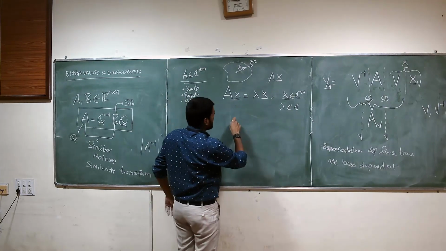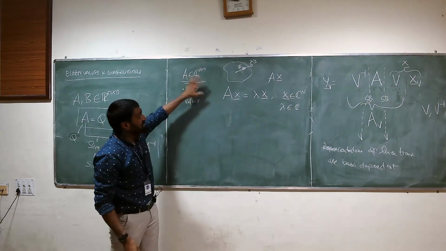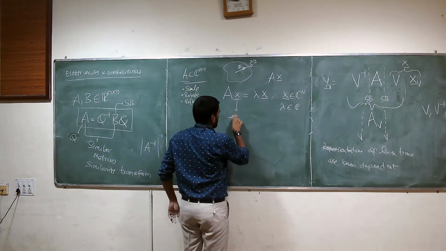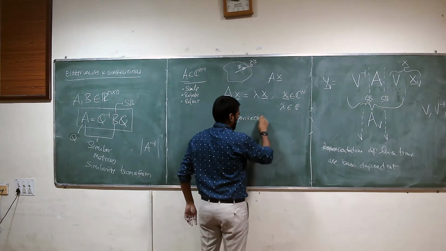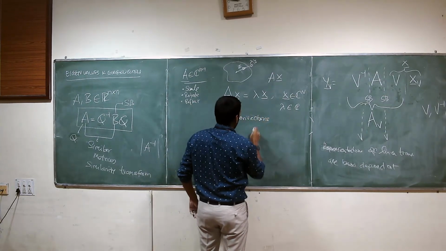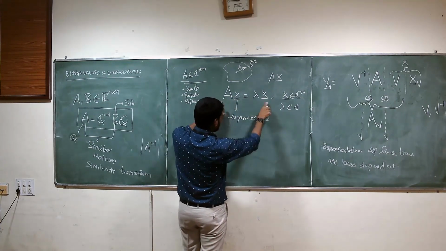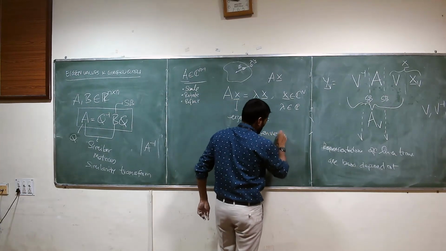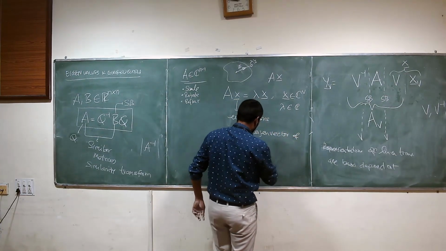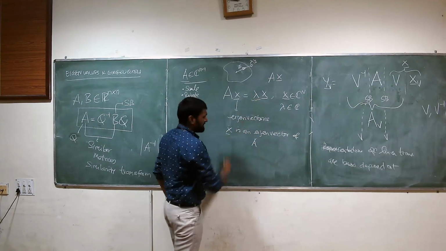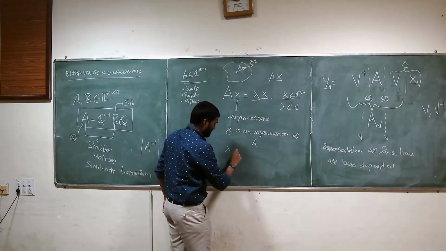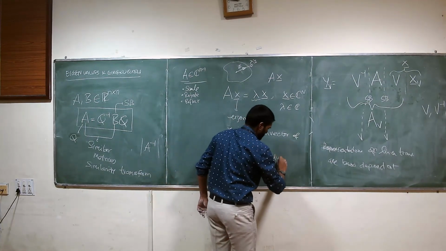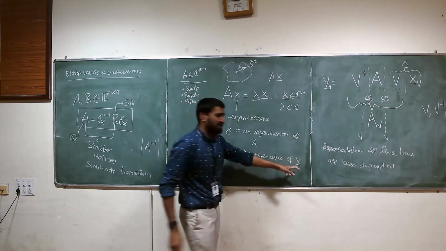And vectors like this, which, when you apply this linear transformation, don't undergo any rotation and only get scaled, are called eigenvectors. In this case, if x satisfies this, then you say x is an eigenvector of A, and the corresponding lambda here, which is a scalar, is the eigenvalue associated with x.